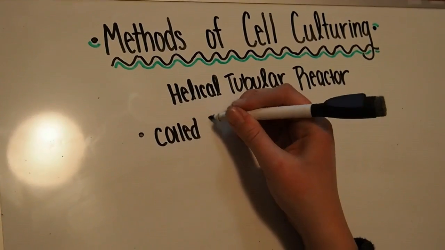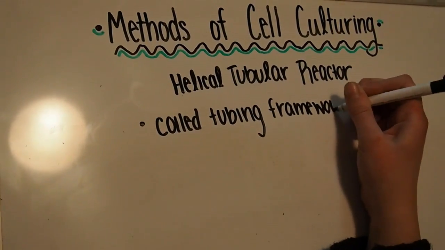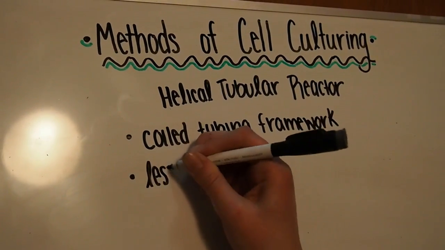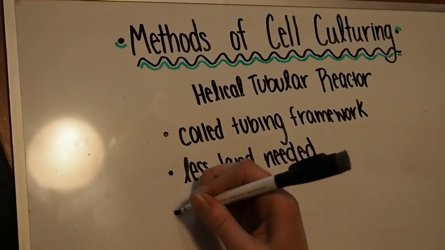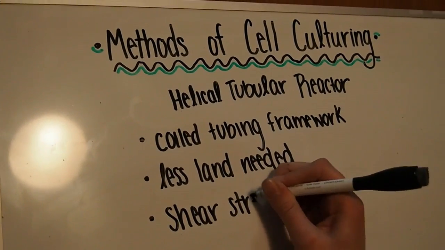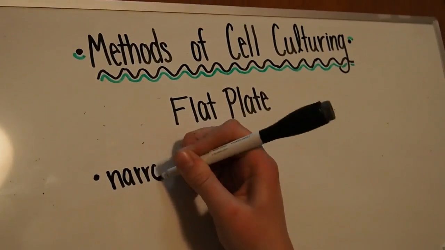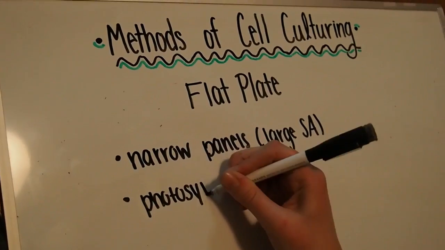The system has a flexible and coiled tubing framework, which reduces the amount of land area needed per system. One of the few drawbacks to this algae culturing system is that pumping to the framework can cause a large amount of shear stress. Although helical reactors obtain light energy from solar radiation, light sources can be installed inside the coils to maximize efficiency. Flat plate photobioreactors consist of narrow panels with large surface areas.